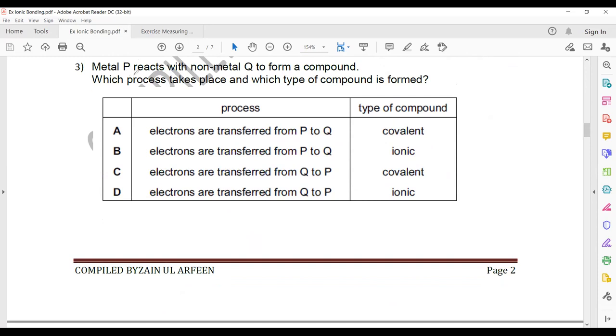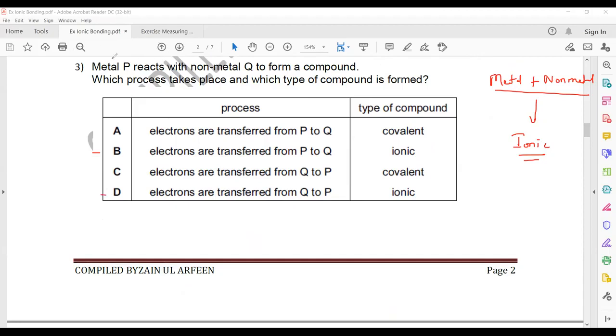Then question 3, metal P reacts with non-metal Q. So P is reacting with Q. Which process takes place and which type of compound is formed? So when a metal combines with a non-metal, which kind of bonding is there? Metal combined with non-metal will be ionic. So either B or D will be the answer.